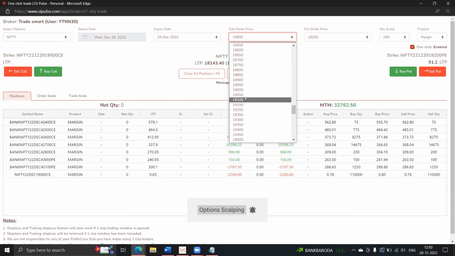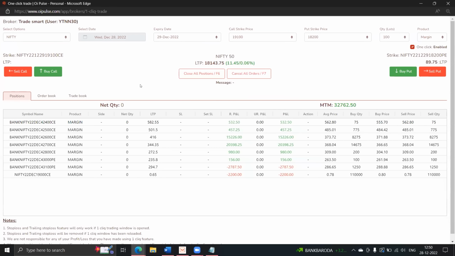We will see whether 19,100. Though the LTP is not showing, I'll try to buy it. Can you see this? I'm using the mouse to buy it. I'm using the mouse to exit it as well. Done. The penalty which I paid is around 1,500 rupees. Okay. That is because it is an OTM strike, right? And you guys are asking me to buy a large quantity.